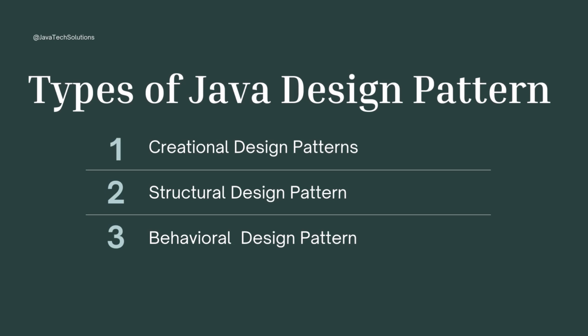Next is the behavioral design pattern. This pattern provides a solution for better interactions between objects, and how to provide loose coupling and flexibility to extend easily. Except for these three, there is another category, miscellaneous design patterns. It also has some patterns like the DAO pattern and MVC pattern, but they don't come under the Gang of Four design patterns.